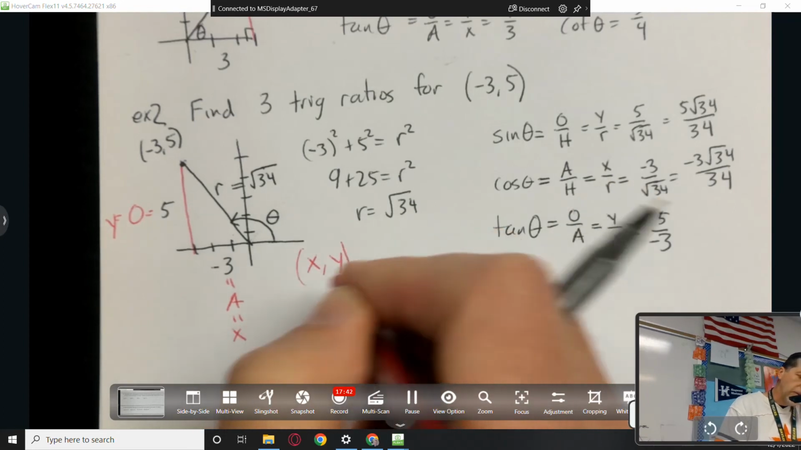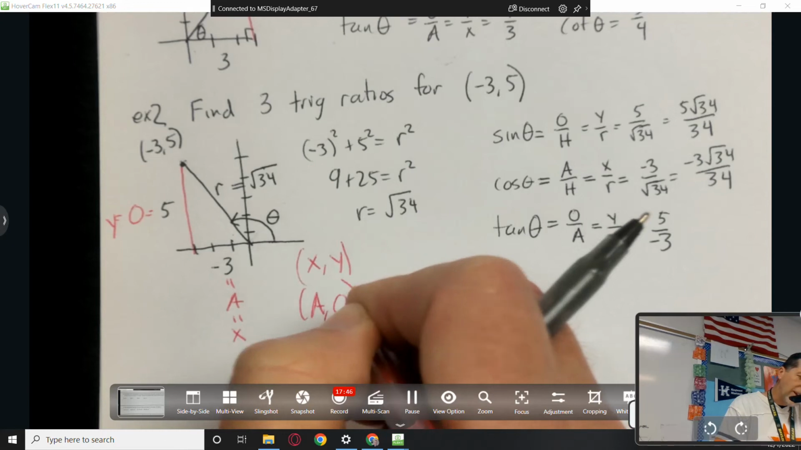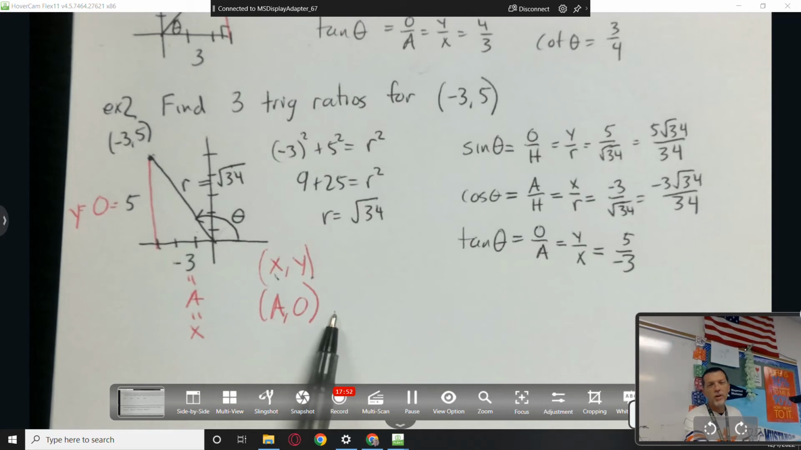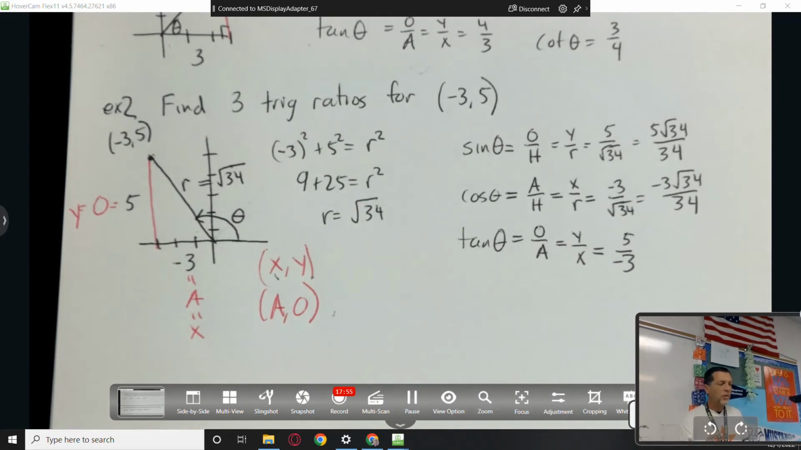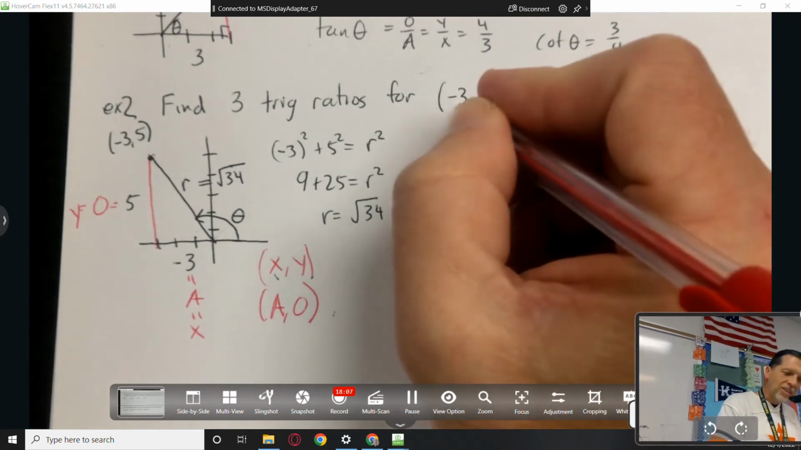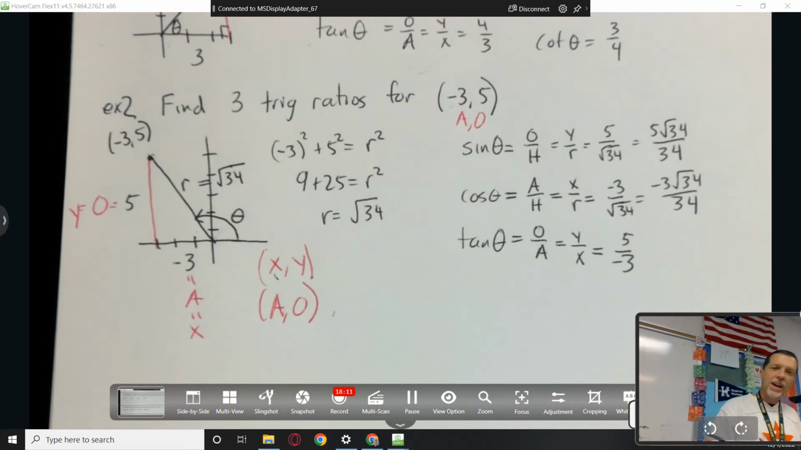Here's how other people do it. The x is always the adjacent, the y is always the opposite. They're in alphabetical order, if that helps. X comes before y, A comes before O. And so some people, I hesitate to say this because some people are going to do this, and it's fine, it's right, it gets you the right answer. It's just not as visually helpful. They'll label these not so much as x comma y, but right at the get-go, label that A comma O.